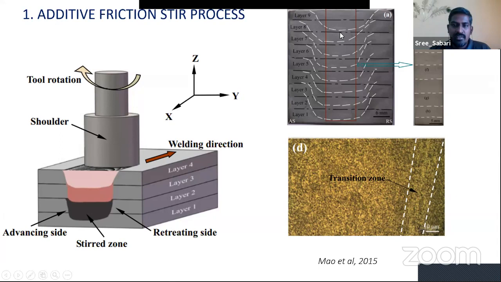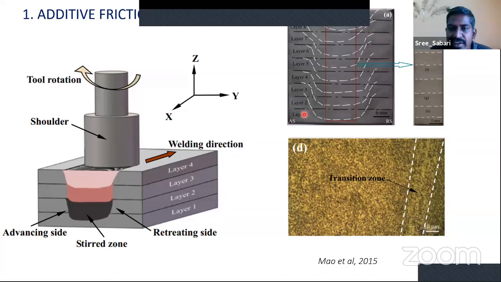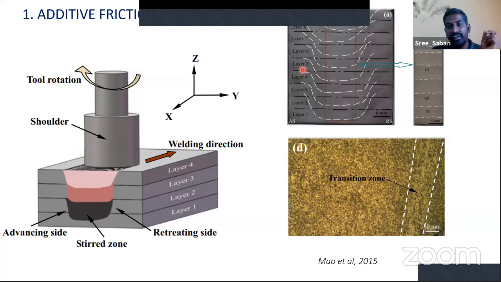There is still a problem in this process. Even though it is in solid state, it has its own challenges, namely hook formation. On the left side of this red line, you can find there is an upward flow. This is a small crack-like appearance, which is called hook formation. This hook formation can be reduced by using properly optimized process parameters and proper pin geometry. We can reduce or even eliminate these kinds of shortcomings by going for repeated trials.